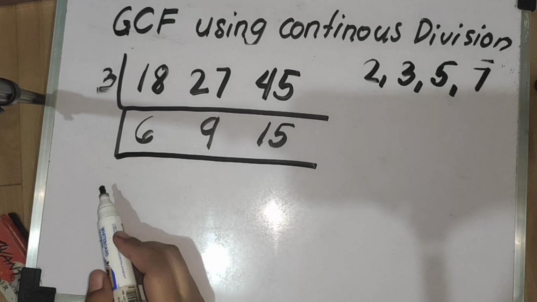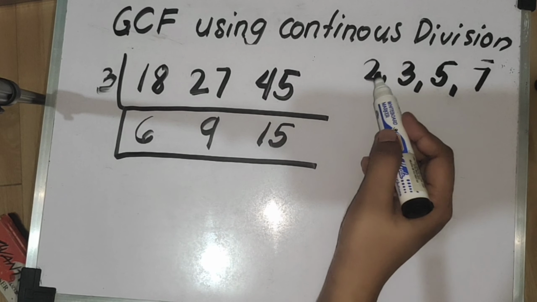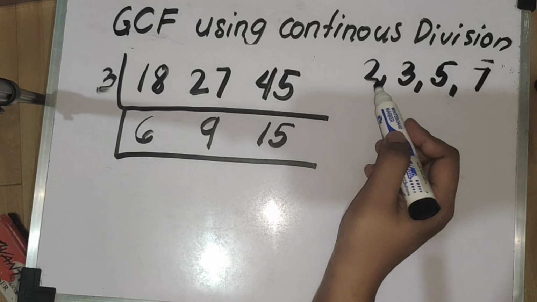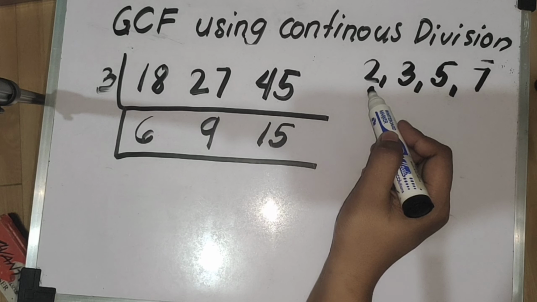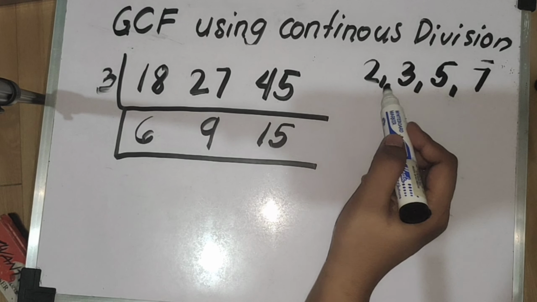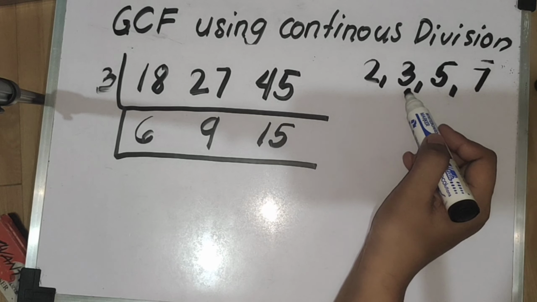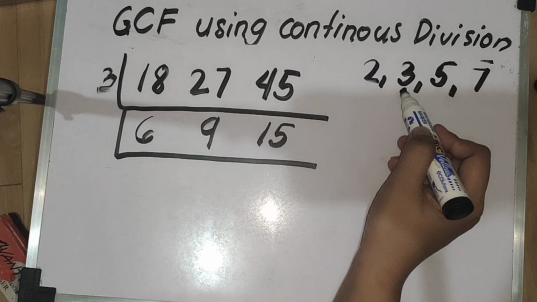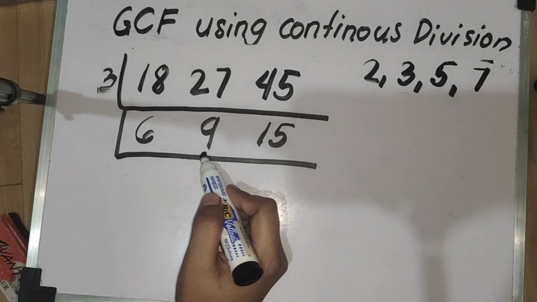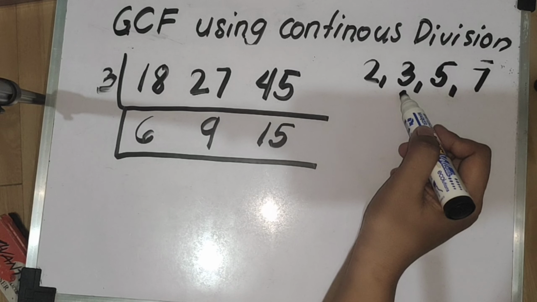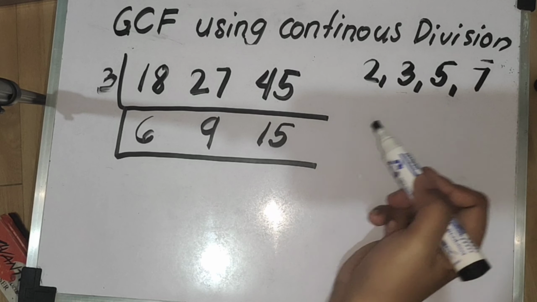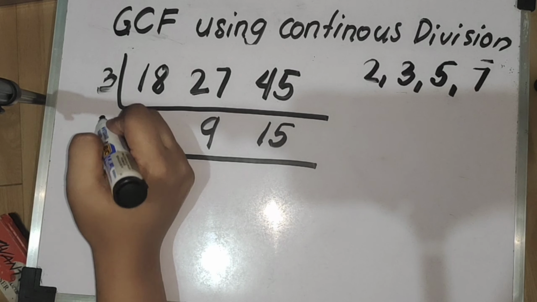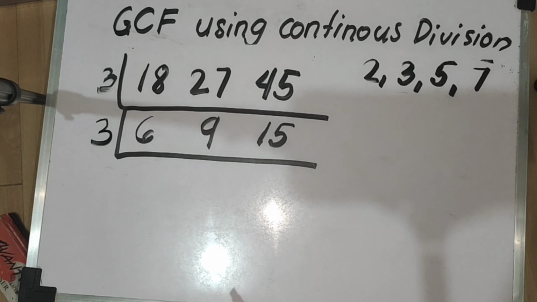Okay. Let us continue. Is 6 divisible by 2? Yes. Is 9 divisible by 2? No. So, since nag-no ulit sa 2, proceed tayo sa next prime number, which is 3. Is 6 divisible by 3? Yes. Is 9 divisible by 3? Yes. Is 15 divisible by 3? Yes. So, since nag-yes din, let us use 3 as our divisor.